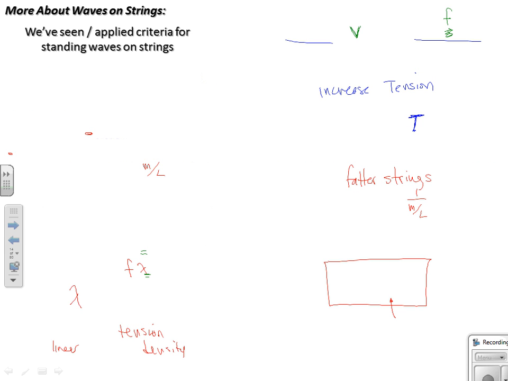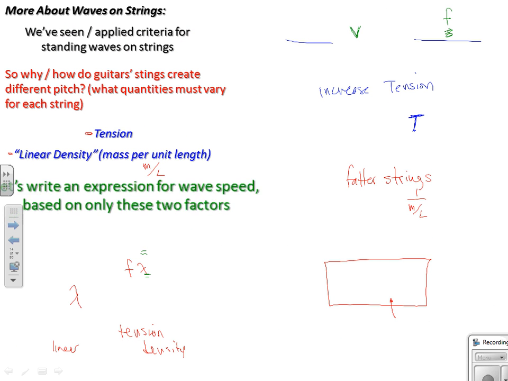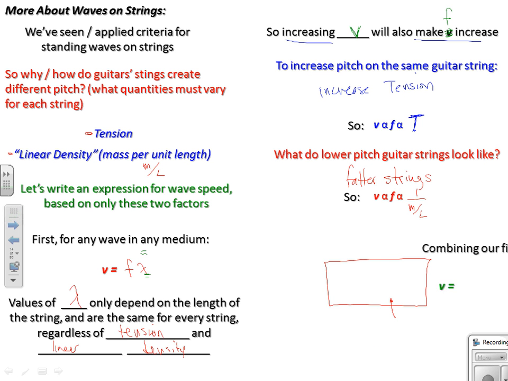Going back to here, questions like this, we can talk about, okay, I've got a string of a certain length, and which harmonic is present. That tells us what the wavelength is, and then if we know the mass of the string and its length, we can relate what frequency the string will oscillate at. So we can do some pretty complex standing wave problems now, with our new understanding of the reliance of wave speed on other factors, and what criteria we need to form standing waves on strings.